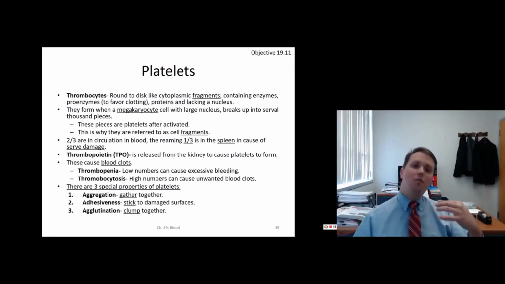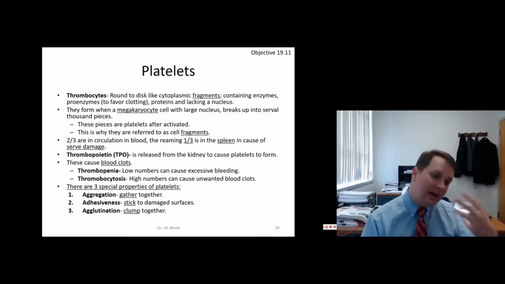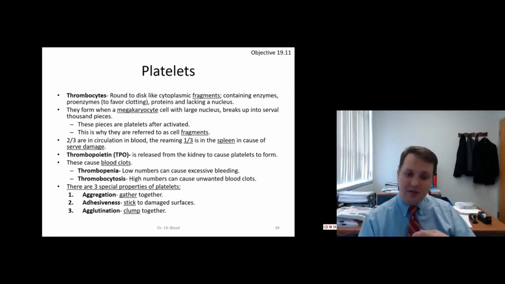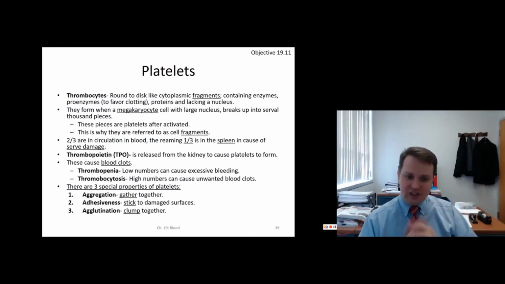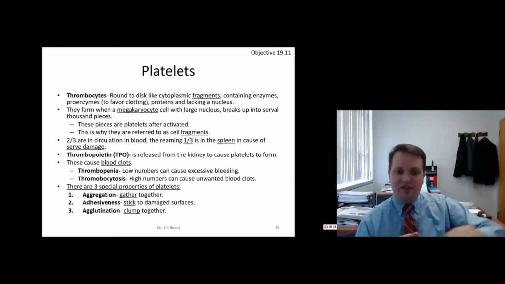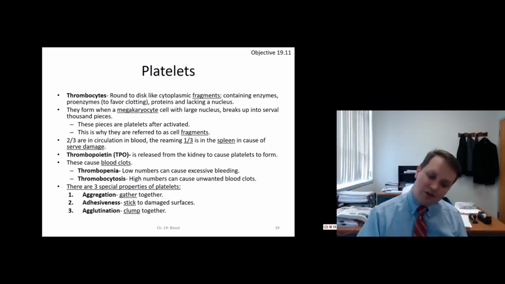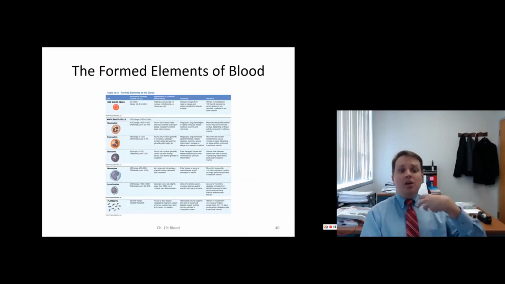Now, platelets like to party, and there ain't no party like a platelet party because they aggregate, adhere, and agglutinate. Platelets like to gather together, stick to damaged surfaces, and clump together. So they gather, they stick, and they clump. They gather together, they stick to a damaged surface, and then they clump together to seal a wound. Okay? That's how they do their job. Aggregation, adhesiveness, agglutination. Okay? So here's all the formed elements.